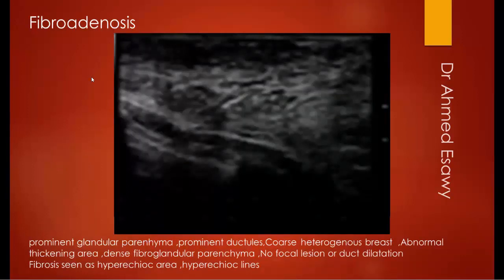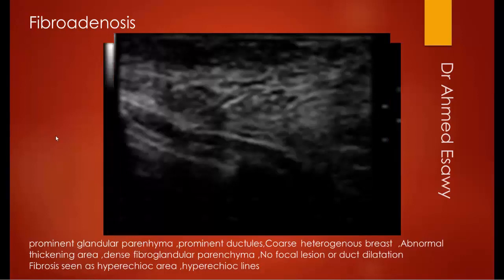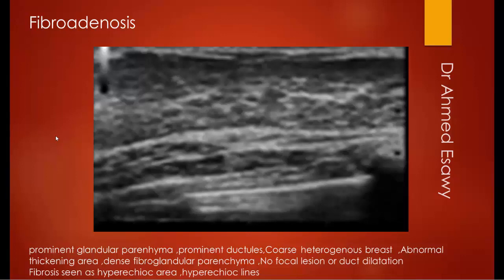Fibroadenosis ultrasound: prominent heterogeneous breast, prominent fibroglandular parenchyma, abnormal area of thickening of dense fibroglandular parenchyma, no focal lesion or ductal dilatation. Fibrosis seen as hyperechoic areas, hyperechoic lines. This is another case. Also, ultrasound of fibroadenosis shows prominent dense fibroglandular parenchyma, prominent ductules, coarse heterogeneous parenchyma, abnormal thickening area, fibrosis seen either as hyperechoic areas or hyperechoic lines.